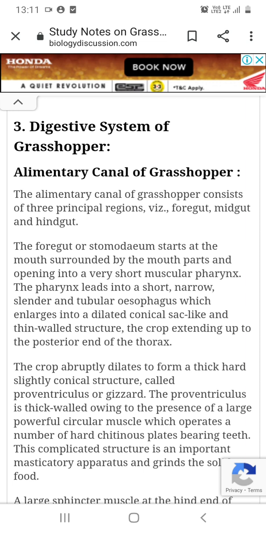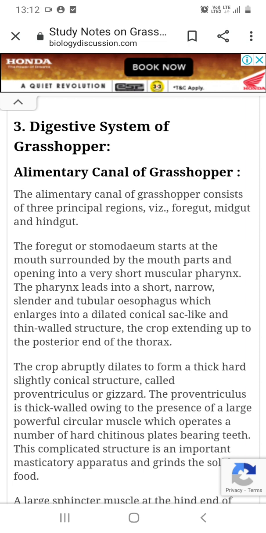The pharynx leads to a slender, narrow, tubular esophagus, which enlarges into a dilated, conical, sac-like, thin-walled structure called the crop. The crop extends up to the posterior end of the thorax.